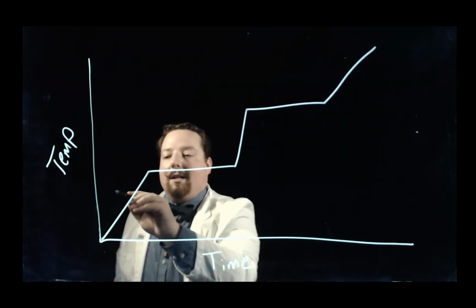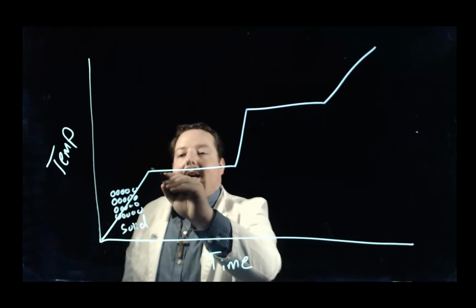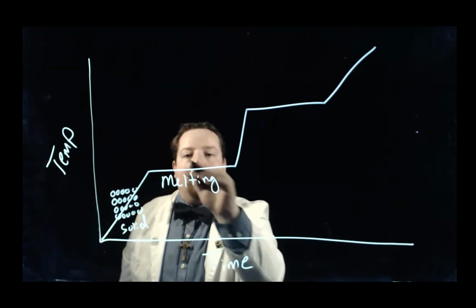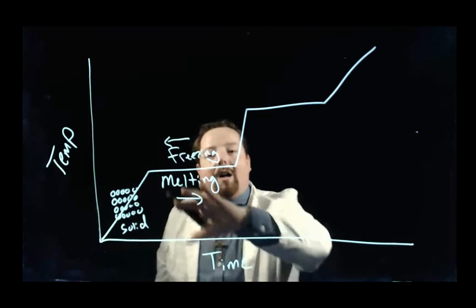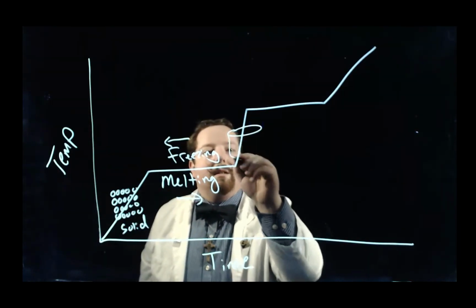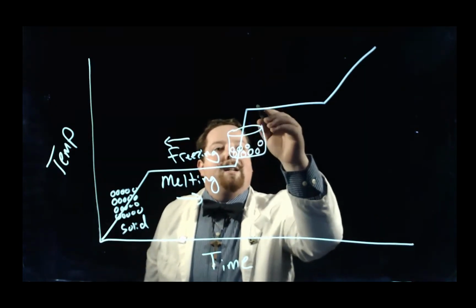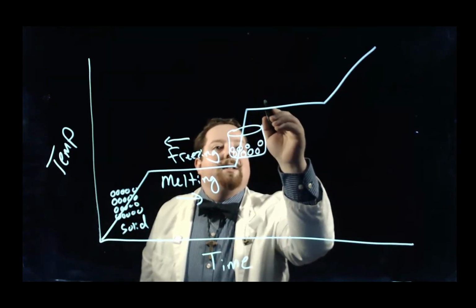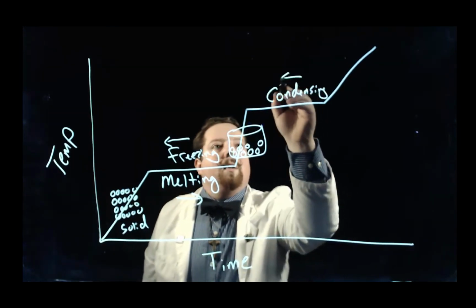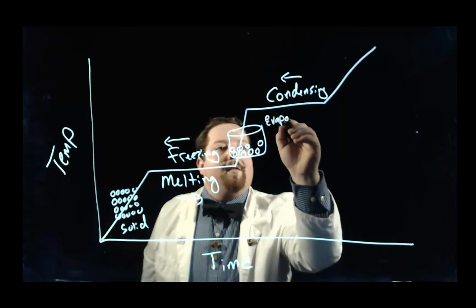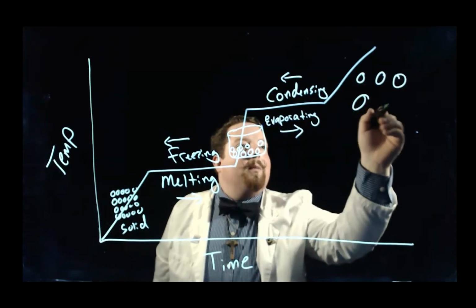Down here we have a solid. And as we're heating that solid up, it starts to melt around here. Or if we're going backwards, it'll be freezing. Once all of the substance has melted, we have a liquid. And we can heat that up, and at this point, the liquid is turning into a gas, so it could be condensing if we're going from a gas to a liquid, or evaporating if we're going from a liquid to a gas. At this point, we have a gas, where the particles are far apart.